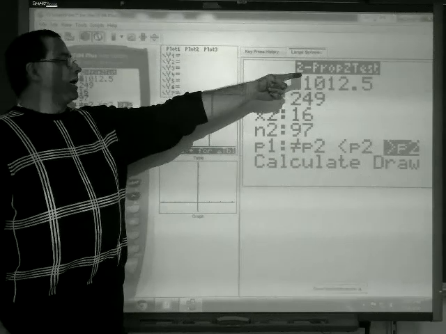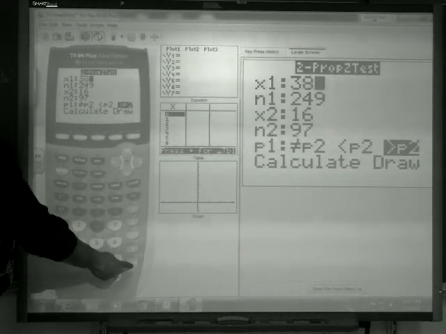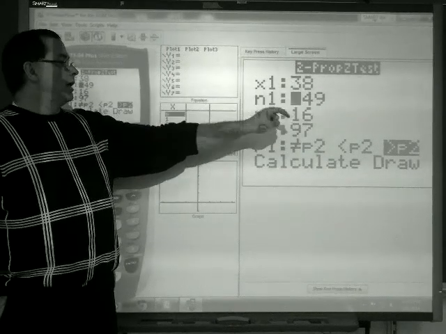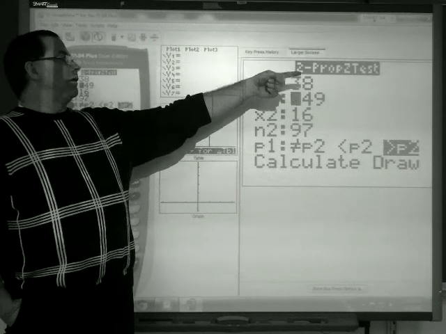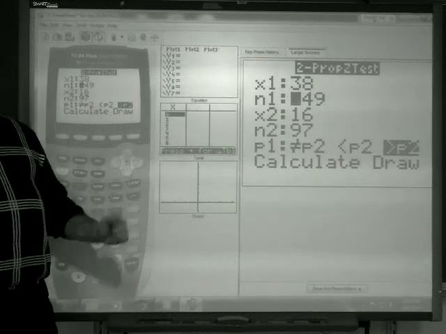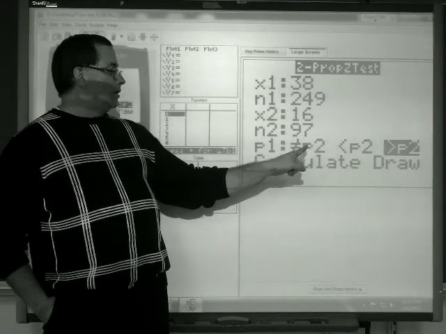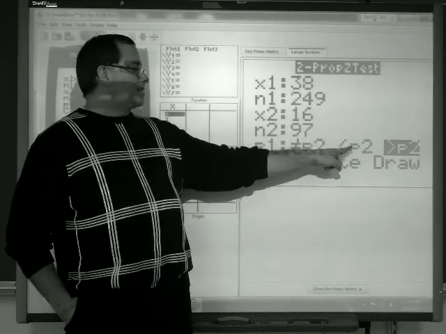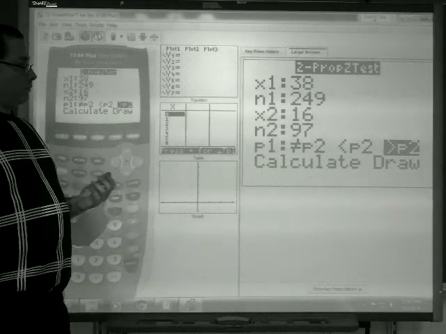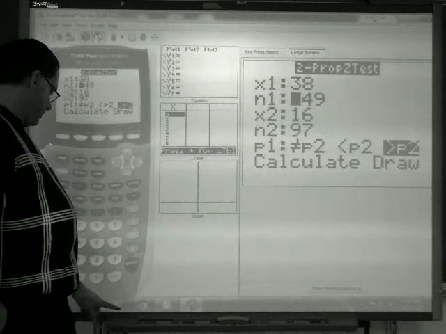Notice, it has an x1 and an n1, and if you remember, these can't be decimals, right? x1, n1, x2, n2, so 38 out of 249, I think, boys, 16 out of 97 girls had the green eyes. And then our alternative hypothesis, are they not equal to? Is P1 less than P2? Is P1 greater than P2? And so just follow the sign that you have written in your alternative, okay?